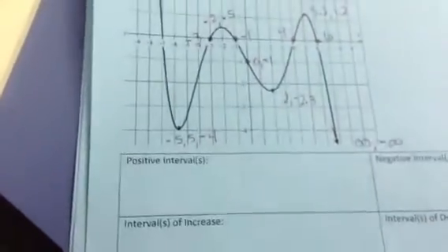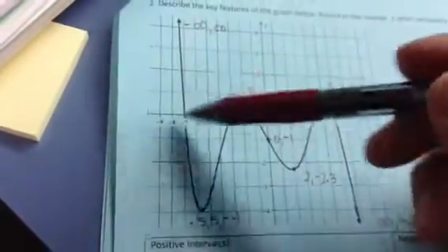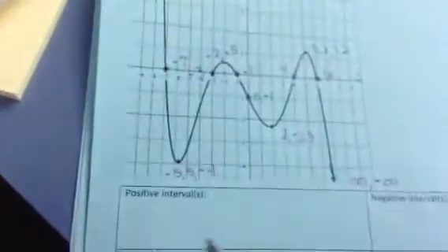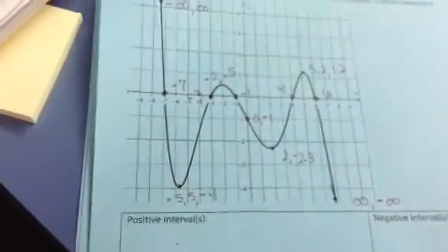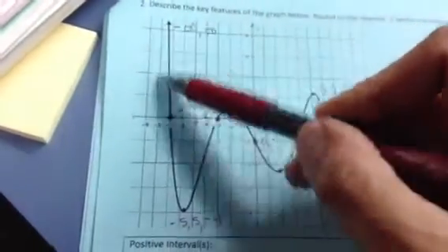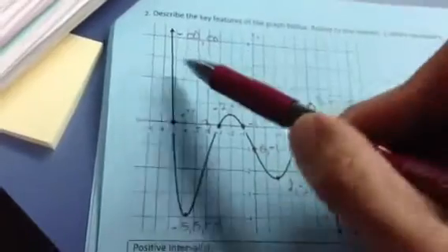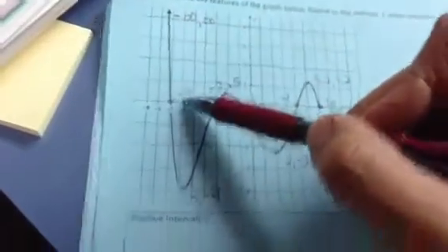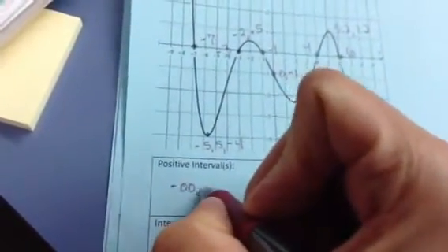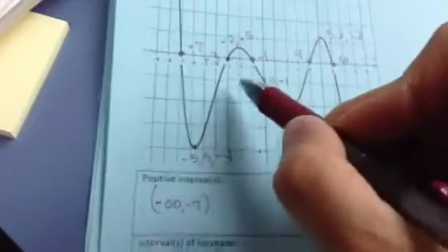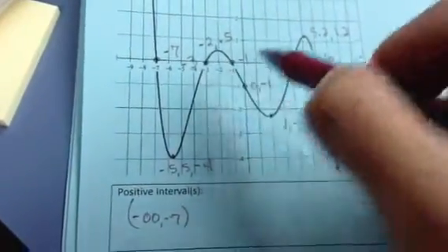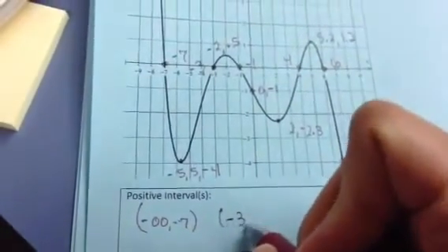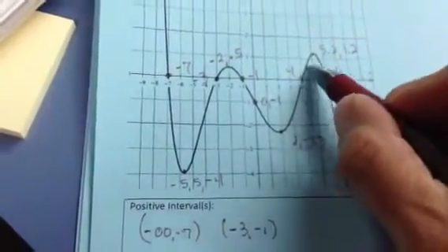All right, the first thing I'm going to talk about are the positive intervals. Positive intervals are where it's above the x-axis. Whoops, I forgot this one, -7. When I answer these questions, for the majority of them, I'm just going to use the x-coordinate. So it's positive here, here, and here. What I want to do is work my way left to right and write the x-coordinates. So it's positive from -infinity to -7, and I wrap parentheses. And then it's positive from -3 to -1. And then it's positive from 4 to 6.